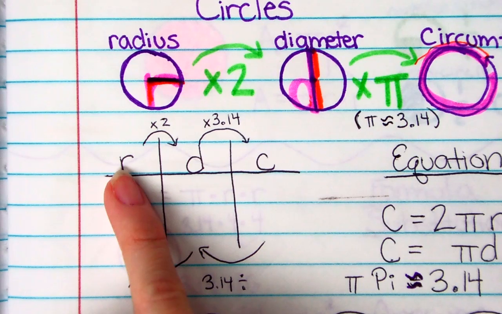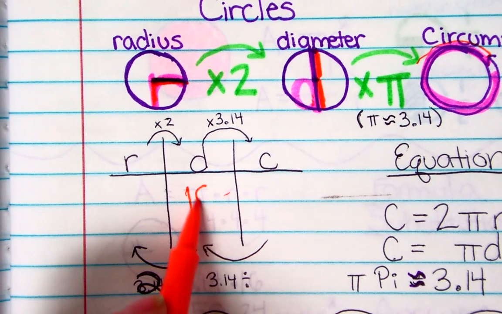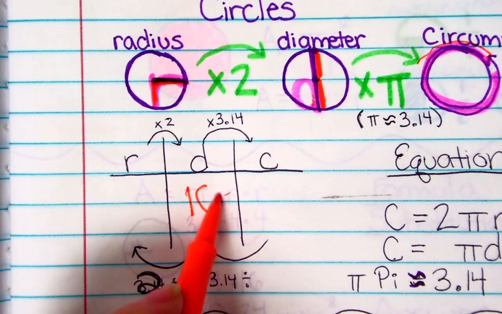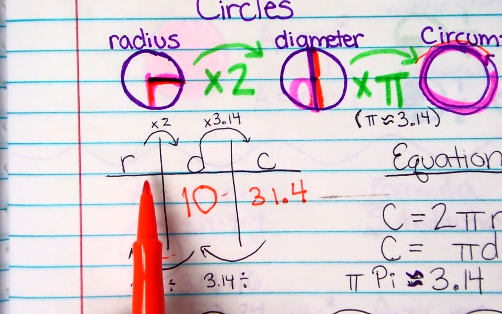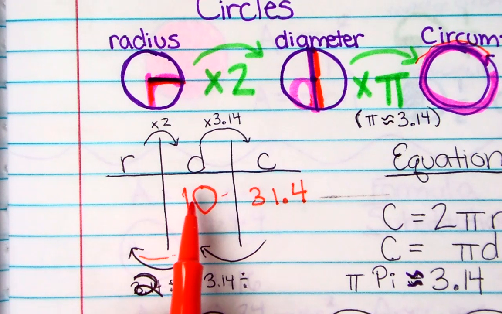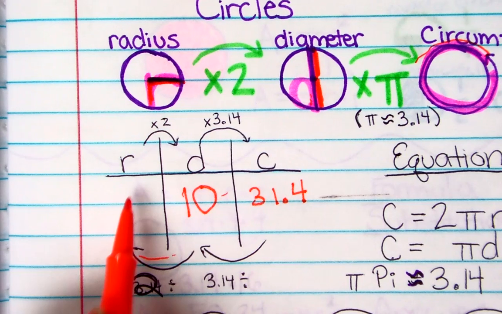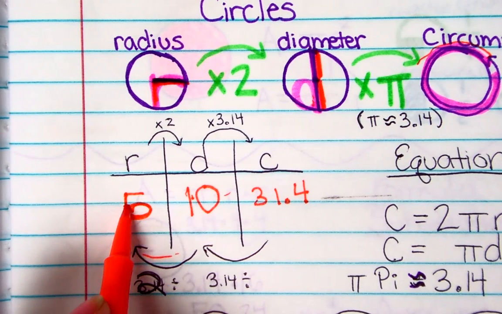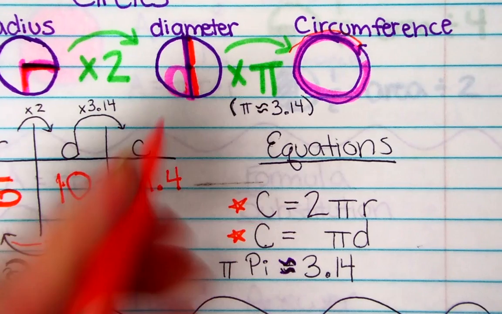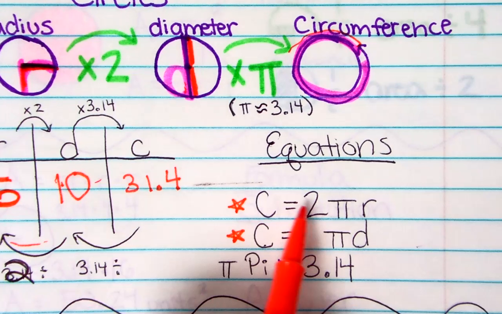Radius times 2 gives you diameter. Diameter times 3.14 gives you circumference. So for example, if I tell you that the diameter is 10, you can use that to find the radius and the circumference. So 10 times 3.14 will give you 31.4. And then to go from diameter to radius, the opposite of multiplying is dividing. So instead of multiplying by 2, since I'm going backwards to the left, I'm going to divide by 2. 10 divided by 2 is 5. Okay, that is a weird 5. There you go.